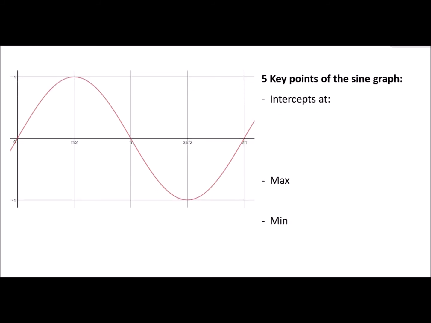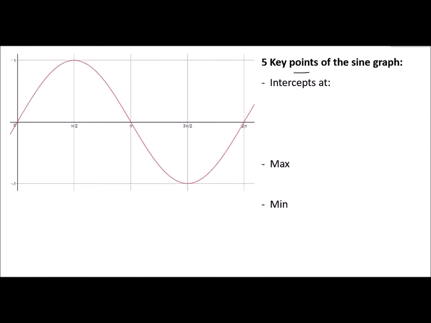So for sine, you need 5 key points of the sine graph. Those key points are the intercepts. It starts at an intercept and it ends at an intercept. And then there's also an intercept right here in the middle. So this is where the graph starts. Here's where it ends. And this right here is the middle.